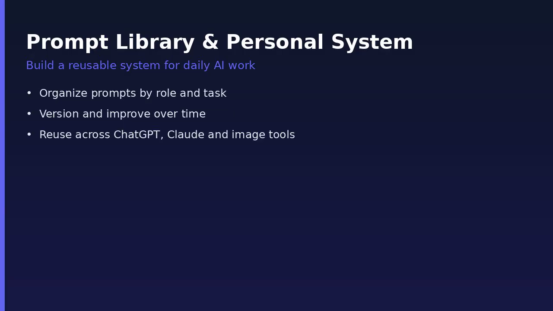In this chapter, we turn the individual techniques from the previous lessons into a durable, reusable system that supports your daily professional work. Most people start every AI interaction from a blank page. They rewrite similar instructions again and again, lose good prompts, and experience inconsistent quality. A personal prompt library solves this problem. It becomes a living collection of proven instructions organized by role, task, and tool.